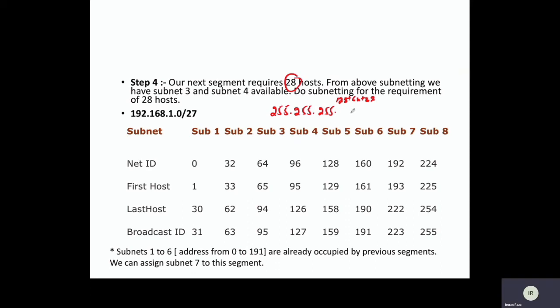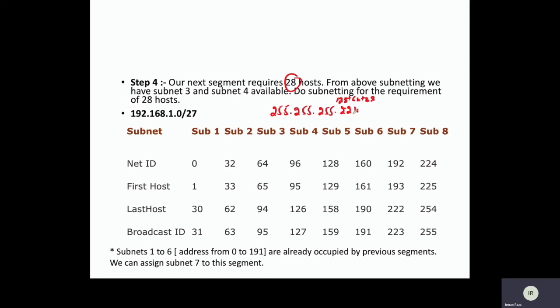yes, 224. So 255.255.255.224 would be the subnet mask for physics department. So I have borrowed how many bits here? 3. So 8 subnets there. The first subnet ID is 0, right?